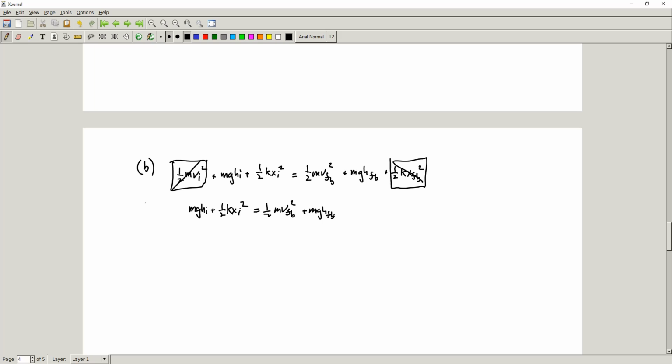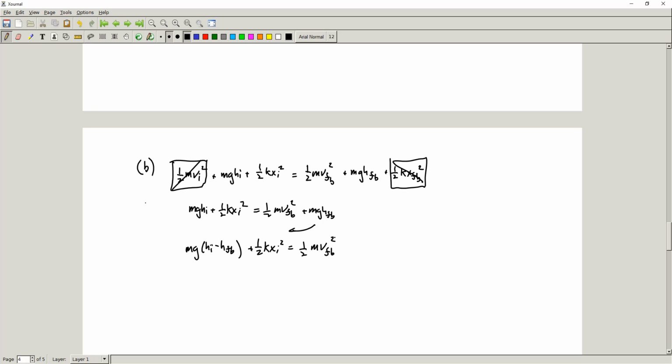So what I'm going to want to do here is work towards isolating this final velocity term. That's what we're really interested in, right? So I can start off by moving this term over. If we do that, I can factor out an mg, right? So we're going to end up with mg times (h initial minus h final at b) plus 1/2 k x initial squared equals 1/2 m v final at b squared.